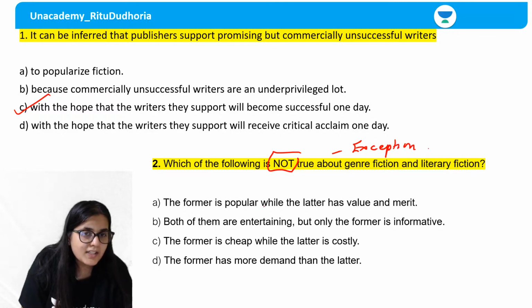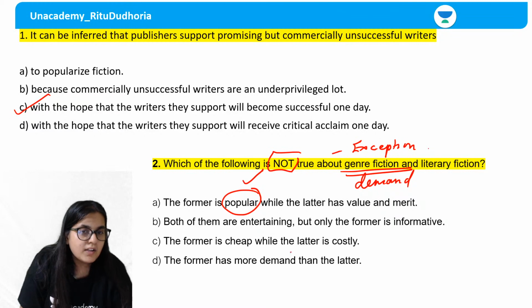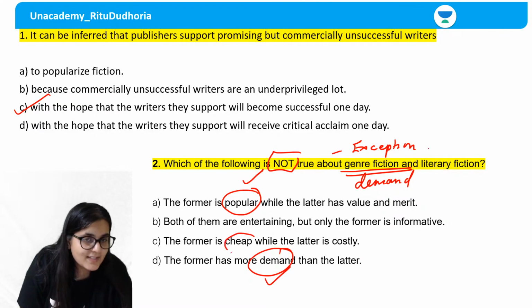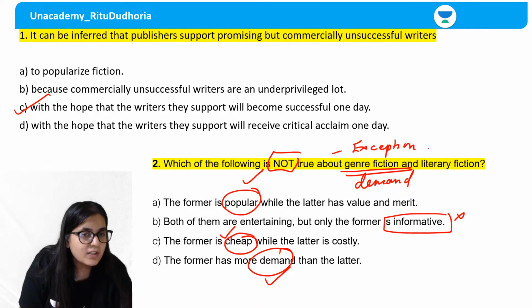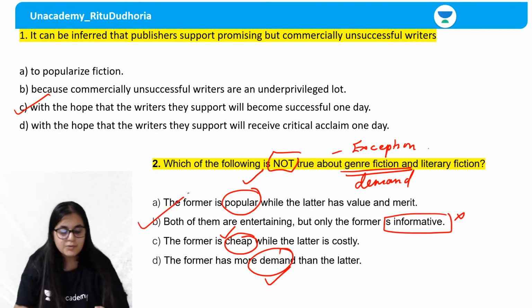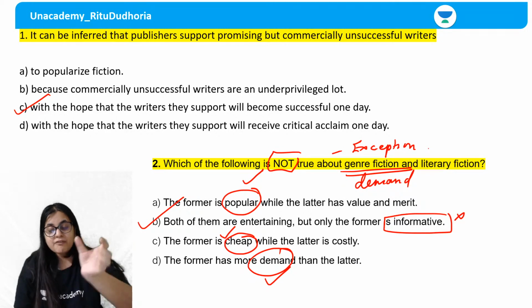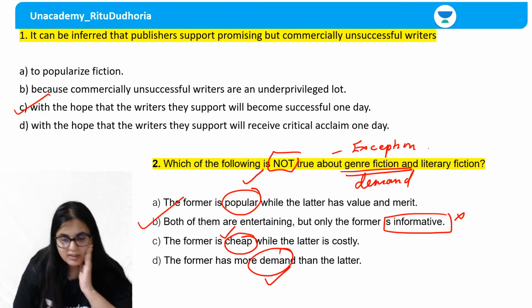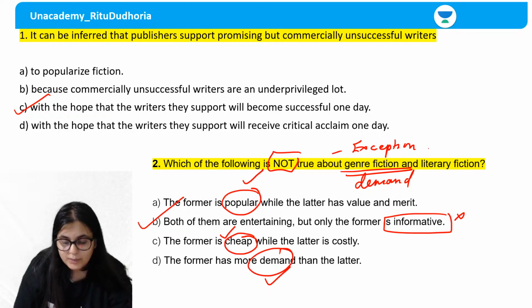Look at this. Can I clearly say that genre fiction is doing well? There is a demand for it. So we can say the genre fiction is popular. We can say that the former has more demand. We can say that the former is cheap. That is why it is doing well despite the recession. But nothing in the passage talks about informative. So can I clearly say that the answer option is B? The word informative is not even given in the passage. Will all of you agree that the answer option is B?